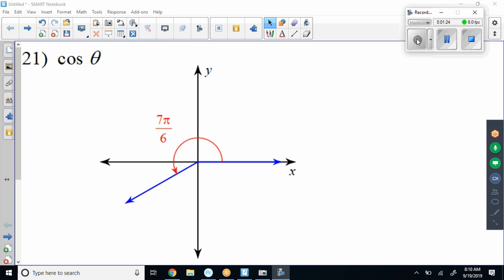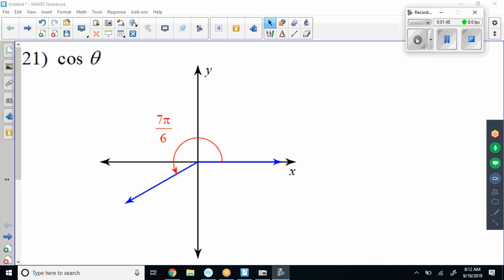All right. So I need you to give me the exact value of the cosine of 7 pi over 6. Yeah, you better get out that sheet. Okay. I'm going to give you 30 seconds to give me the exact value of cosine of 7 pi over 6. Go.